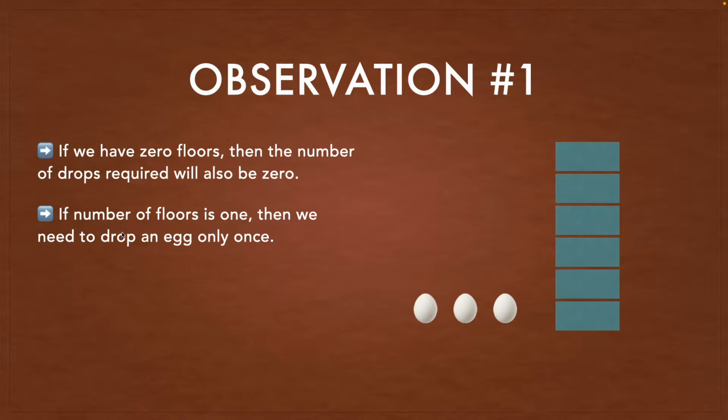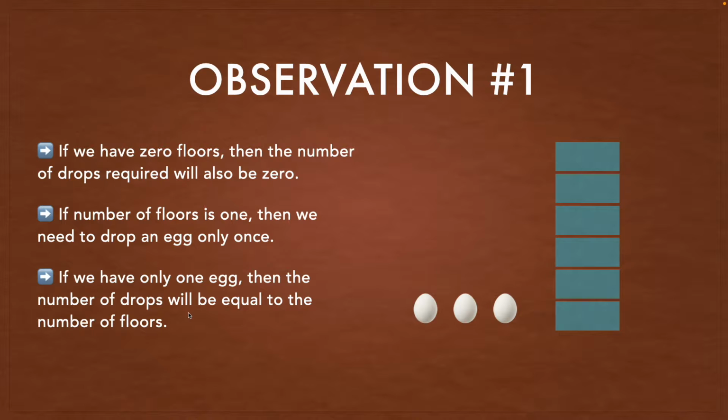Secondly, if the number of floors is 1, then we need to drop an egg only once. What it means is that from the one floor, that is the first floor, we need to drop the egg and check whether or not it breaks. If it breaks, we can say that this is the floor number 1, wherefrom if you drop an egg, it will break. And if it doesn't break, then we're going to conclude that if you drop an egg from floor number 1, it ain't going to break. And that's it. You don't really need to iterate over and over again. It's not required because you just have one floor.